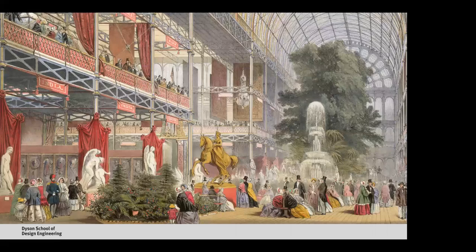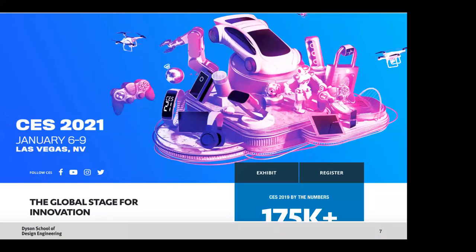In the middle of this, in 1852, in London, Prince Albert and Queen Victoria organized what was called the Crystal Palace exhibition. This was an example of the ultimate technology of the time. This was the cusp of the Industrial Revolution. And this would be similar to what today we have with the CES conference, which brings thousands of people together to look at the latest gadgets, the latest robots, the latest AI systems, etc.